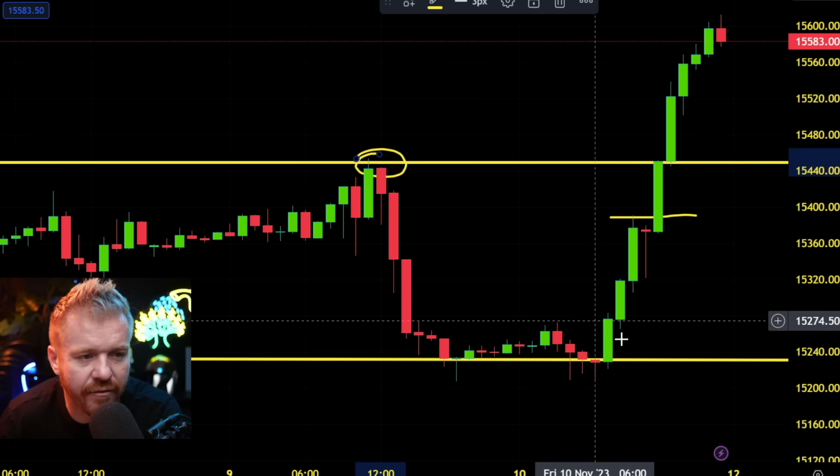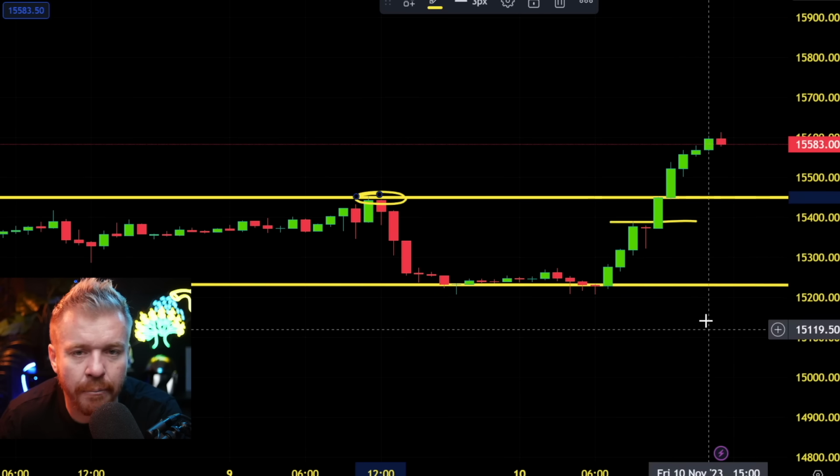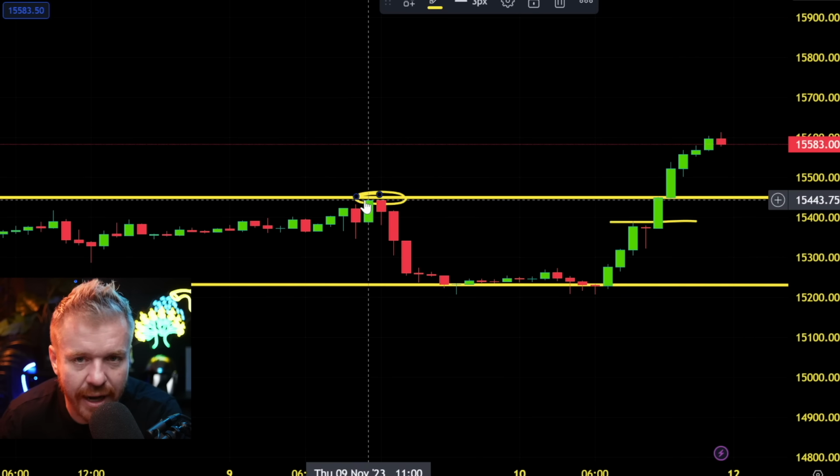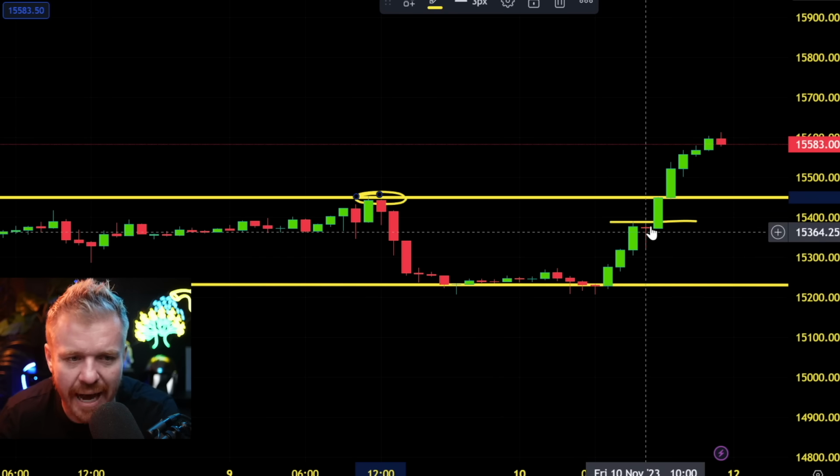So this is a very clear indicator to make sure you focus on the daily chart to get your range, and then start to look at the hourly chart to see where we are inside of that range.